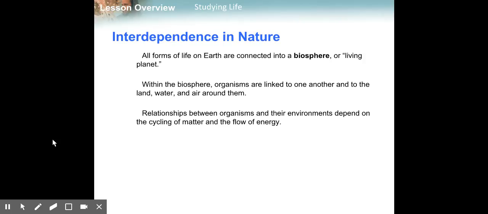Interdependence in nature. The biosphere is just all of the living parts of the planet. Anything where there's anything living is the biosphere. So within the biosphere, organisms are all linked to each other and to everything around them. And those relationships are going to depend on the cycling of matter and the flow of energy. So basically, food chains and food webs.